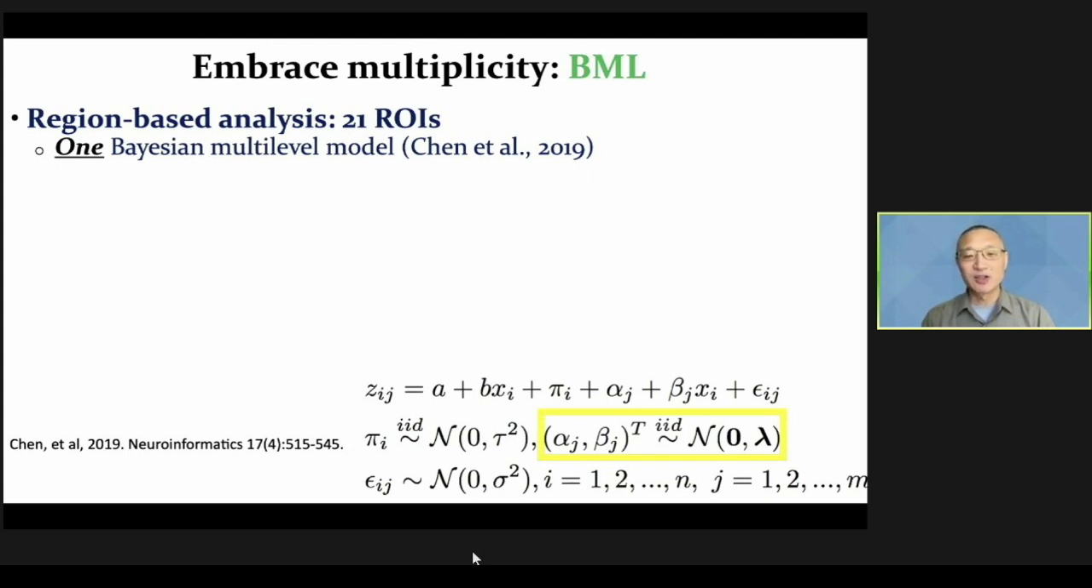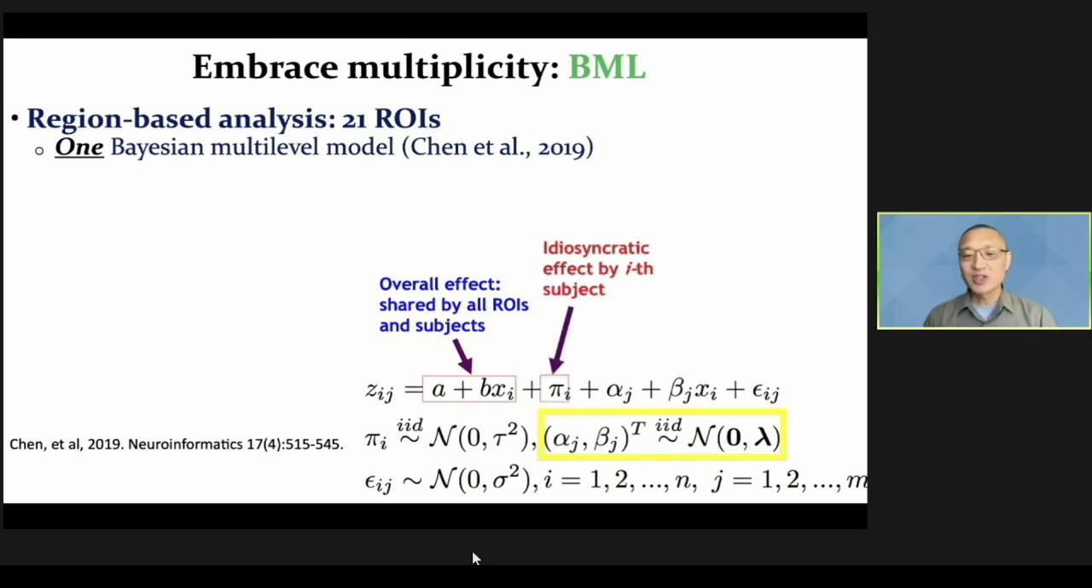That model, as you can see, has 2 indexes. Index i codes the subjects. Index j represents those 21 ROIs. In this one-model framework, you can see there's an intercept plus the slope effect. That's at the population level, shared by all the ROIs and subjects. In addition to that, each subject has their own component, and each ROI has its own component too. So basically we use this one framework to decompose each effect.